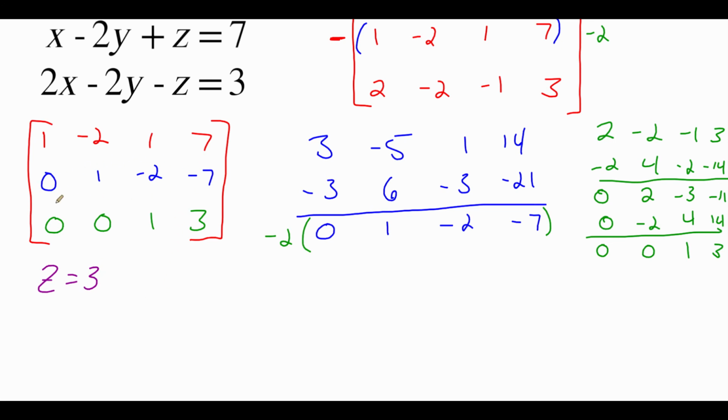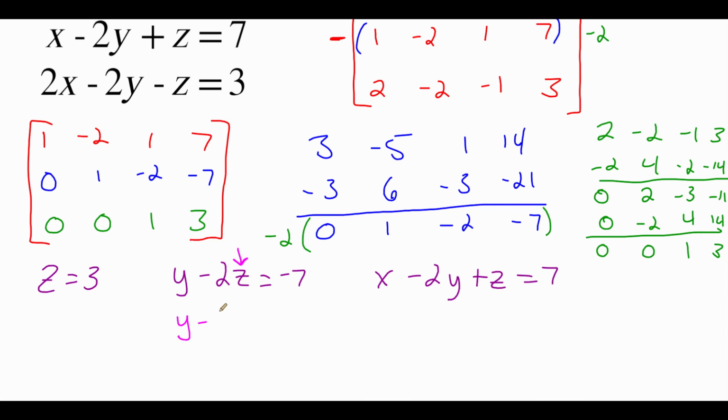Now in this middle row here with that 0, 1, -2, -7, we've got 0 x's, we've got 1 y, we've got -2 z's, and this is going to equal -7. And then in this top row, we've got 1x minus 2y plus z equals 7. And now what we can do with this is back substitution like we looked at doing with a system of equations. So since we know that our z value is 3, I can take that 3 and plug it into this second equation here to help me solve for my y value.